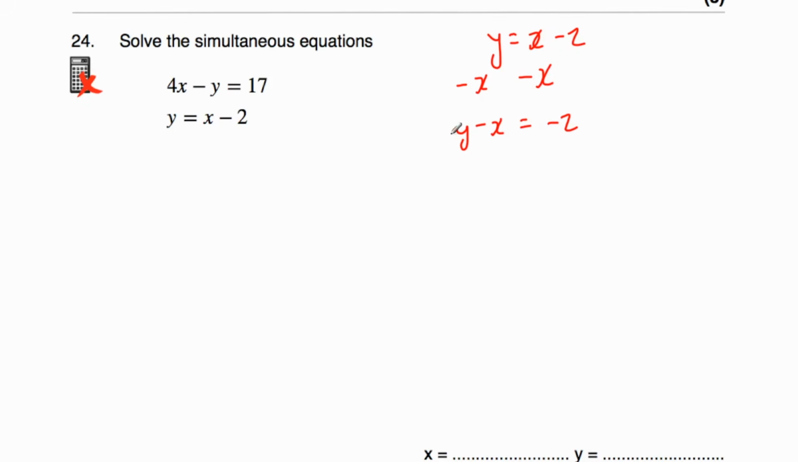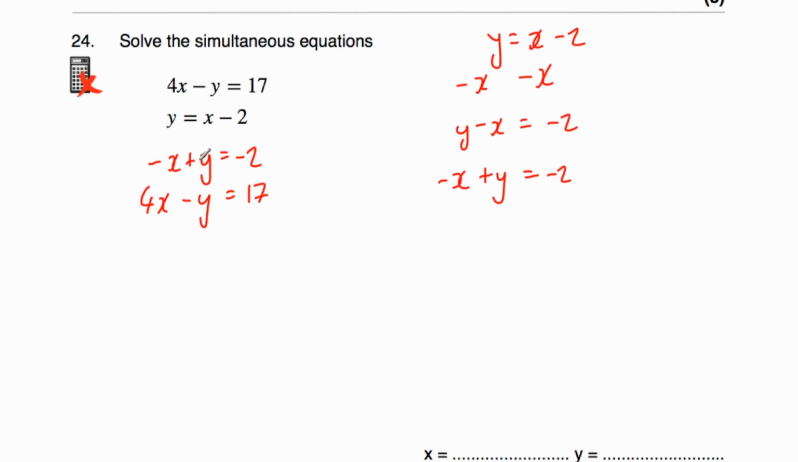Now, our equation here, we've got y take away x equals minus 2. The equation we were given has 4x minus y. I'm just going to change the order of this y take away x. So we've got y minus x. So we've got minus x. So let's actually write that at the front. So minus x. And the y was positive, so I'm going to write plus y. If you've got y minus x, it's the same as minus x plus y. And then that's equal to minus 2. So let's write that beneath. So we've got our minus x plus y equals minus 2. And then we also have our 4x minus y equals 17.